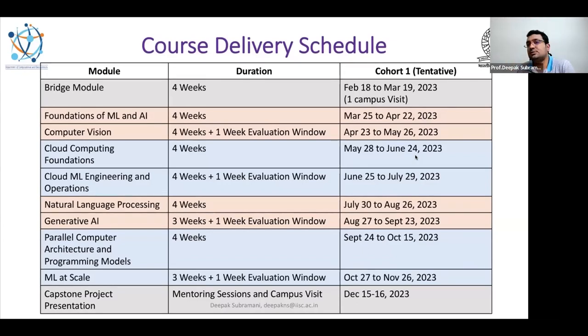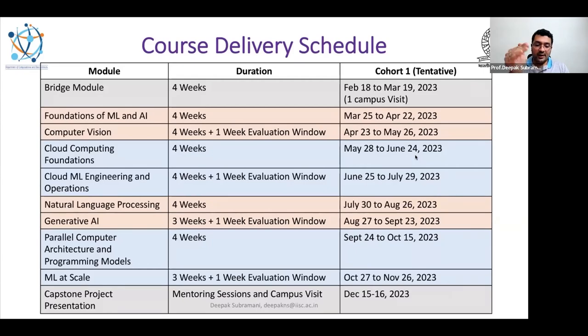So after the bridge module, where there will be 1 weekend of campus visit sometime in February, about 4 weeks is the bridge module. Then we have 4 weeks of foundations of ML and AI focusing on tabular data, then about 4 weeks on computer vision. So you will understand what AI is capable of doing and get a very good understanding of the systems for computer vision.